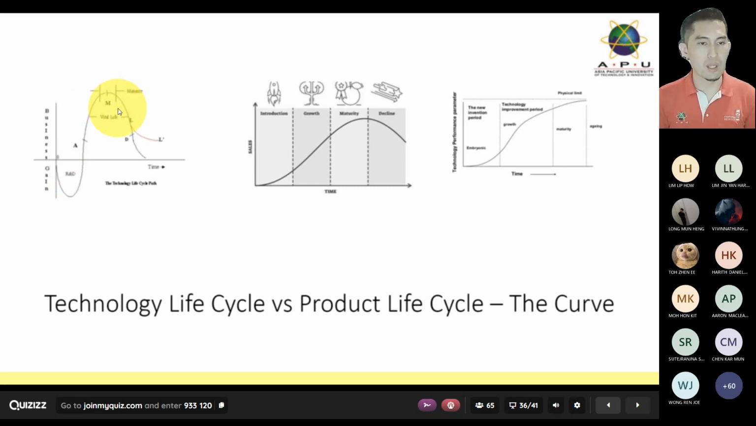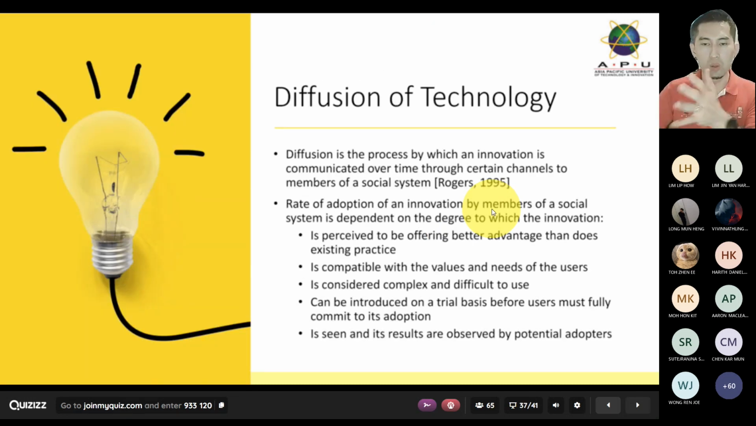Then the growth starts going up, it starts maturing, and then it goes into a decline. Product life cycle, same thing. It goes introduction, growth, maturity, and decline as well. All right. So there's a lot of similarities when you try to look into the distinct stages of its own.